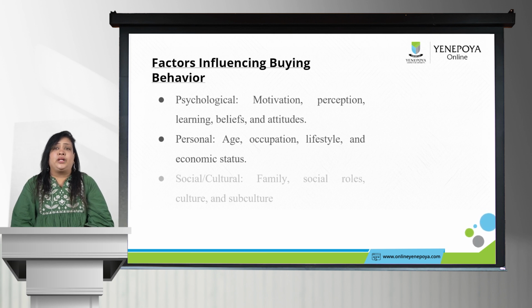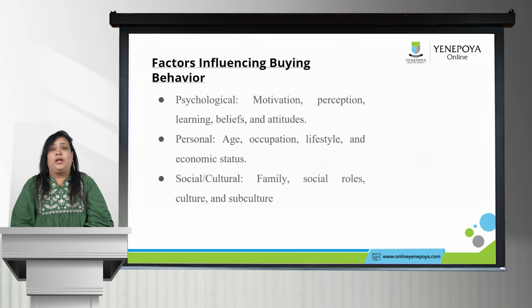And the next is social and cultural factors. Social and cultural factors encompass the broader societal influences shaping consumer behavior. The key elements include family. Family members play a critical role in influencing purchase decisions, especially for shared products like groceries or household appliances. Decisions may vary based on the roles, for example, parents, children, and their specific preferences.